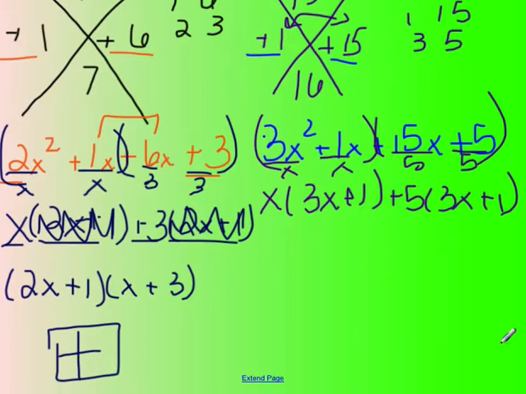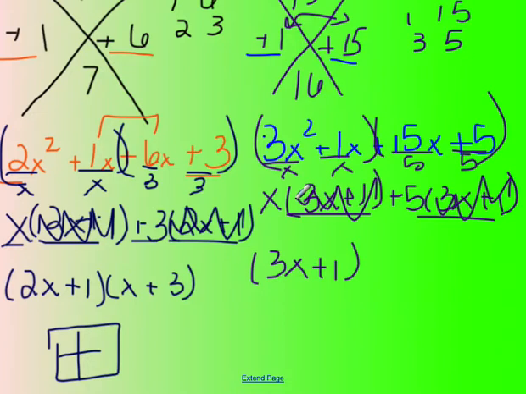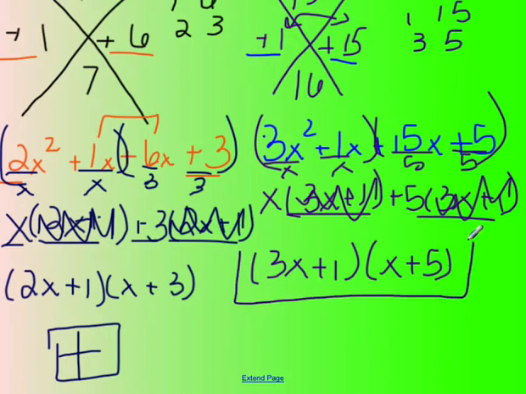So again, if your leftovers match like they do here, then you factored by grouping correctly. So we have 3x plus 1, that's left over. This is good. And then after that, we're going to write x plus 5. So that right there is your final answer for number 2.